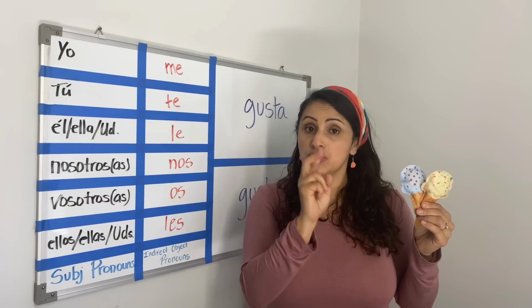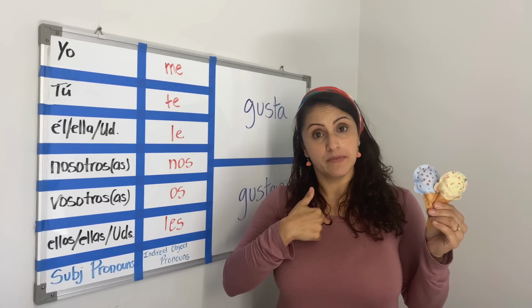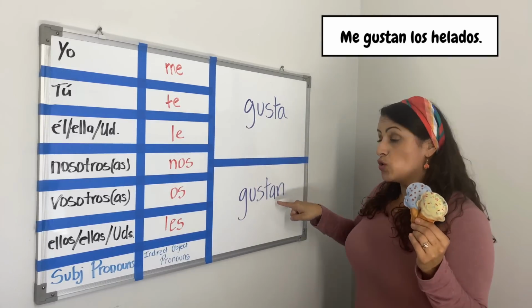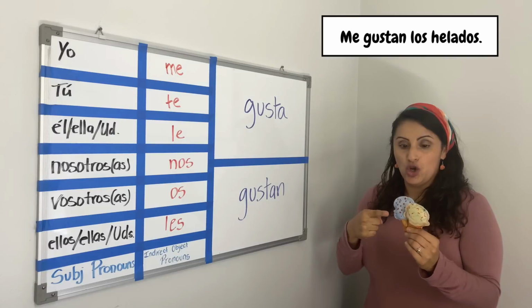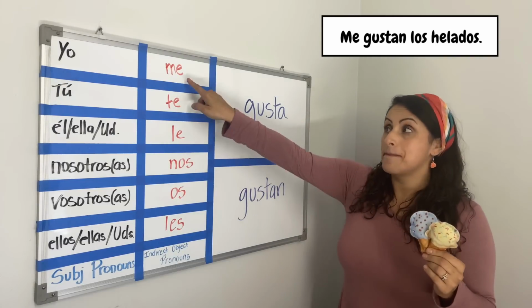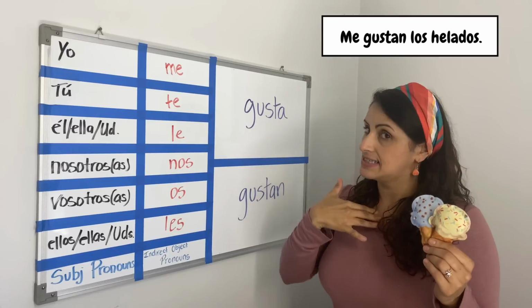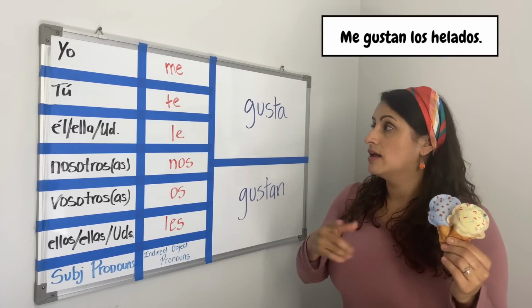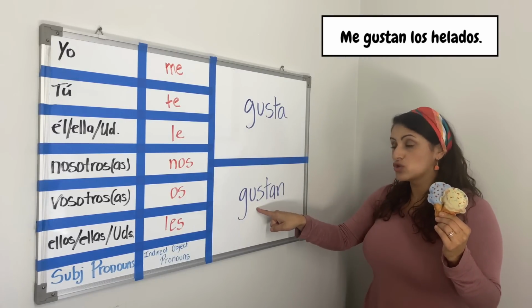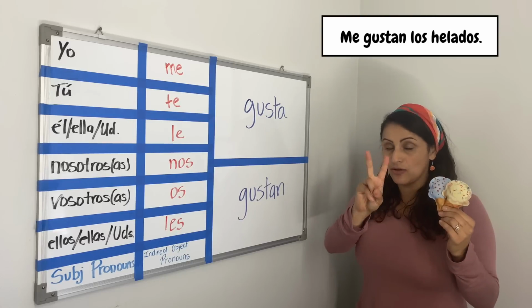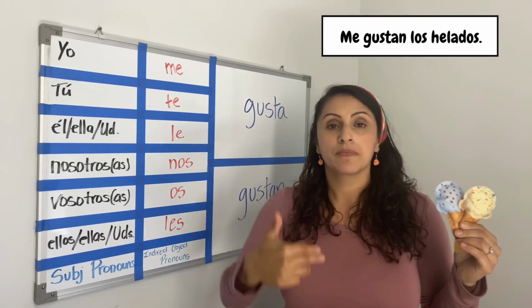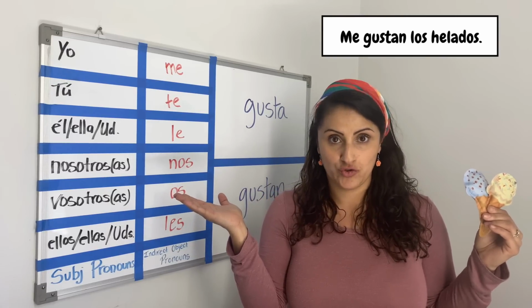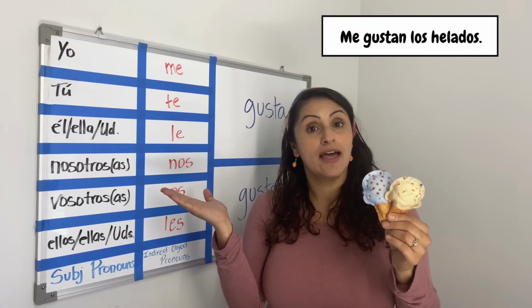Helados. There's two of them. There's still only one of me. So I'm still going to say me gustan los helados. So the me was still used because it's still me, the one that is receiving that action. And how many ice creams? Gustan, because there's two helados, and then we put it together. Me gustan los helados.